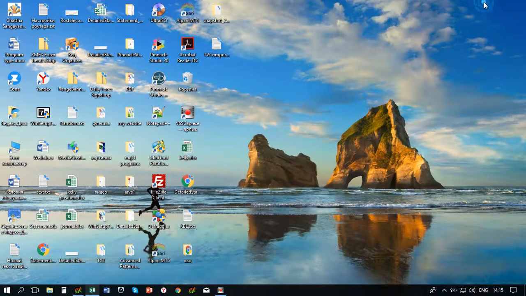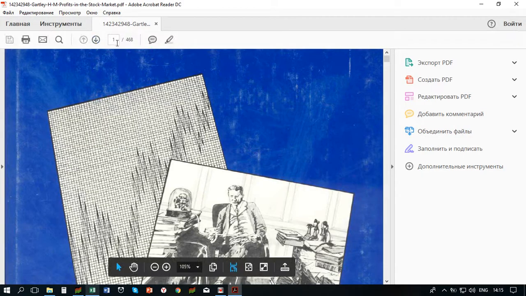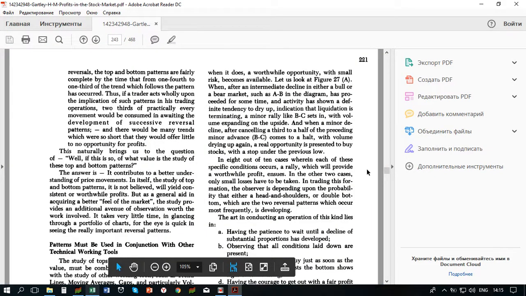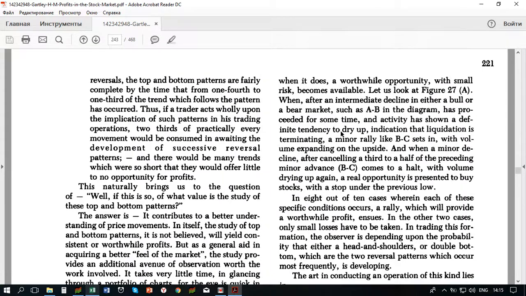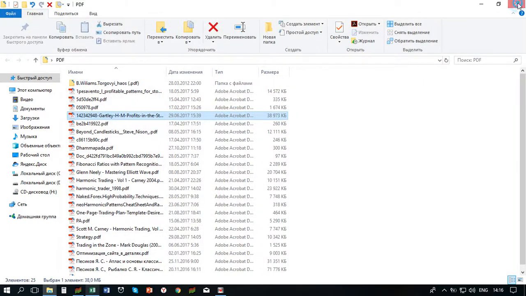The Gartley, let me remind you what Gartley was talking about. Let me open the book once again. Page 1043, let me type that. This is the page. In 8 out of 10 cases wherein each of these specific conditions occur, a rally which will provide a worthwhile profit ensues. In 8 of 10, 80%, the Gartley says about 80%.